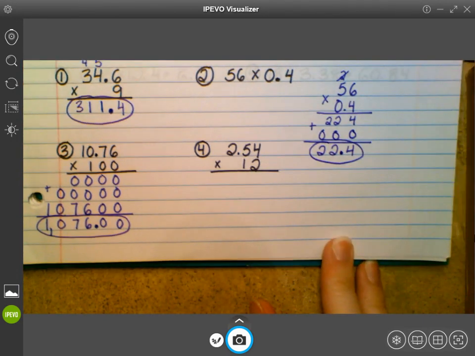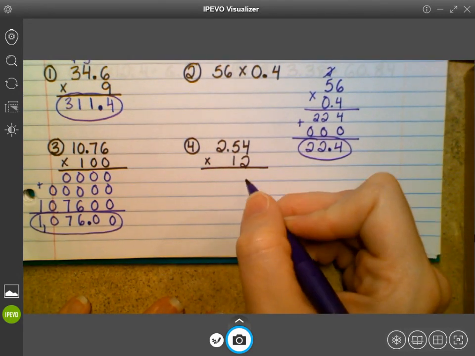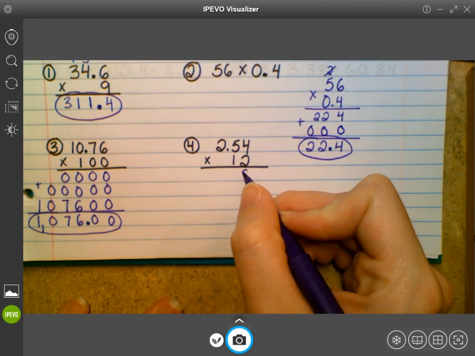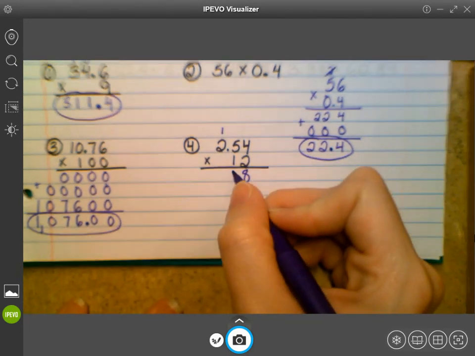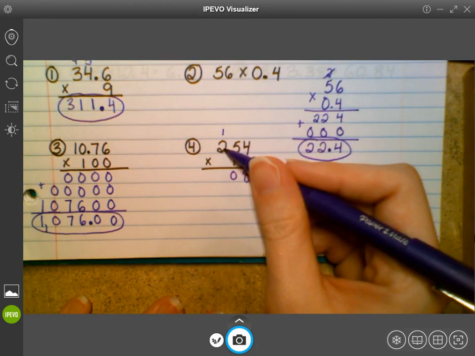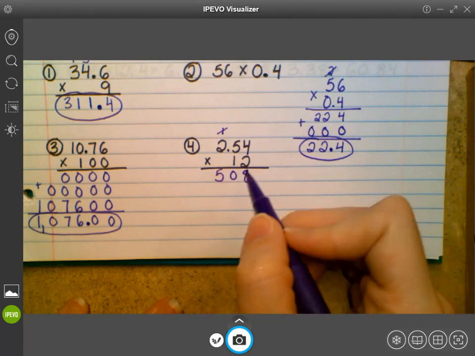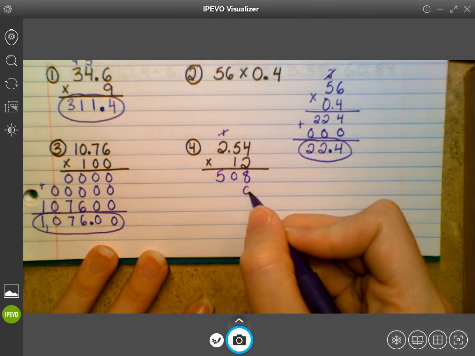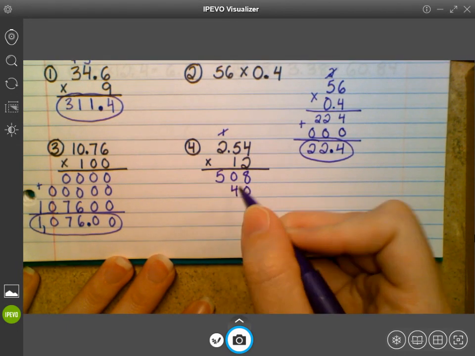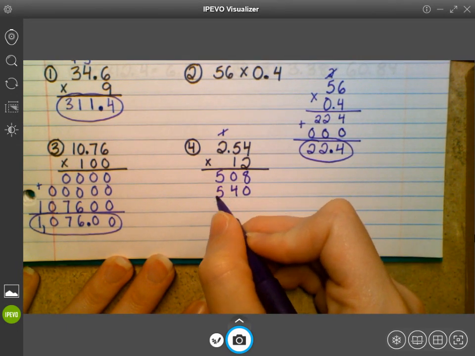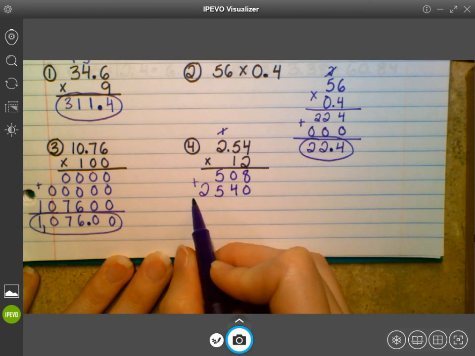All right, so then we have number 4. Same thing, ignore the decimal, multiply. 2 times 4 is what? 8. 2 times 5 is? 10. So I'm going to carry the 1, bring down the 0. 2 times 2 is? 4. Plus 1 is? Then, before I move on to the 1, I'm going to add my placeholder 0. 1 times 4 is? 4. 1 times 5 is? And 1 times 2 is? 2. Then I'm going to add my partial products.